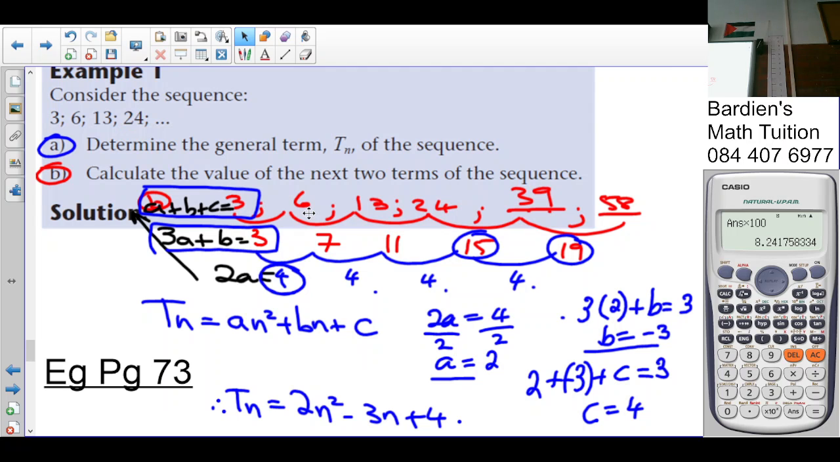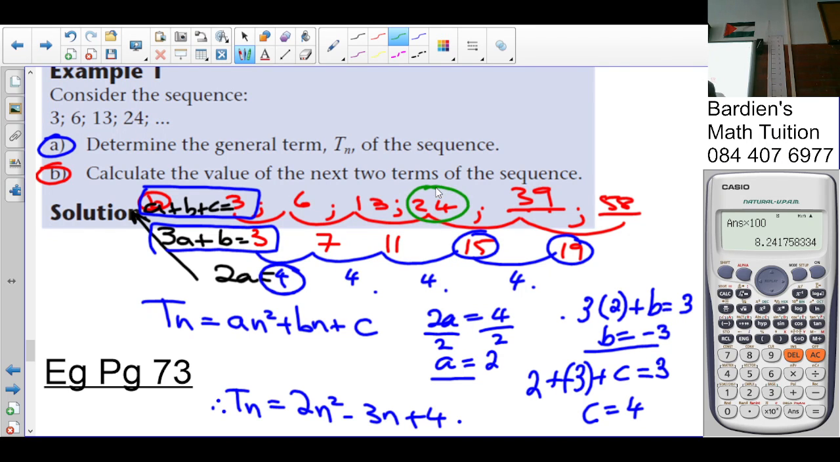Okay, so how do I check? I test for term 5, for term 4. I never test on term 1 because even though the formula could be wrong, the first term will still show that it's right. Why? Because the first term I actually used in pursuit of calculating your c value. Okay?